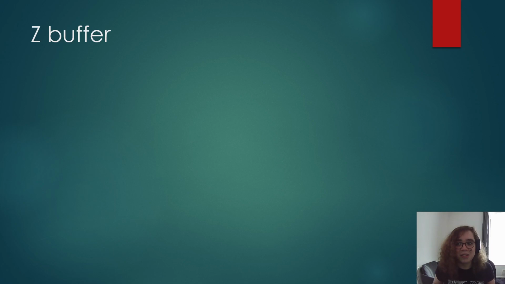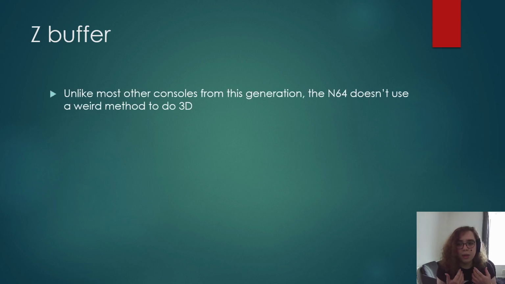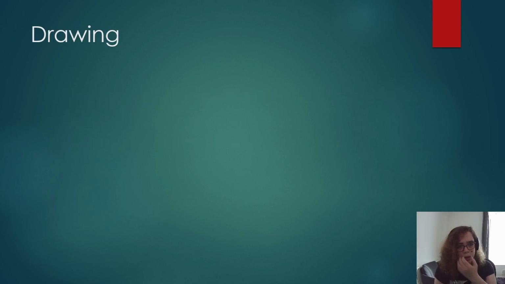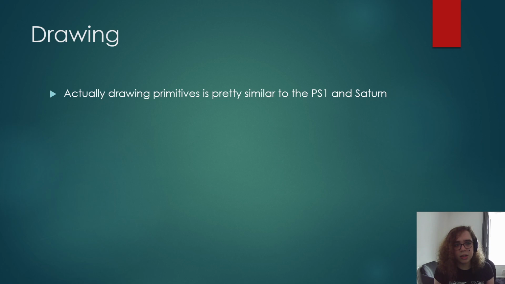Now, one of the things with the N64 that is my favourite thing is that we actually have a Z buffer. We don't have to do a weird way to draw it. We don't have to do some weird method to draw 3D. We can just draw it. And yes, we actually have a Z buffer. Now I can't say for sure, but I think the reason for this is because out of all 3 of these systems, the N64 is the one to be released latest. And so the costs of memory had gone down, and so they were able to justify the cost of adding a Z buffer.